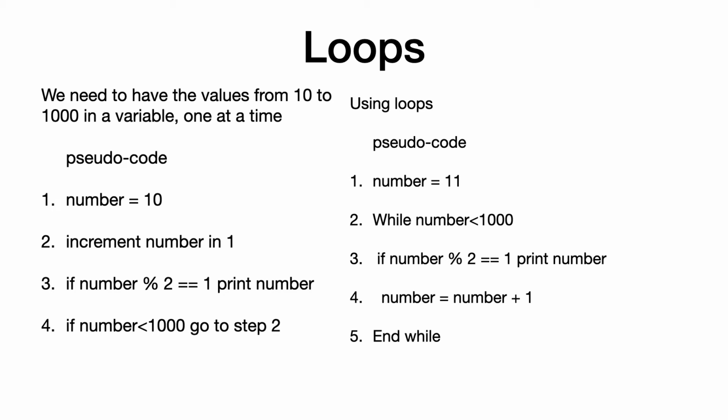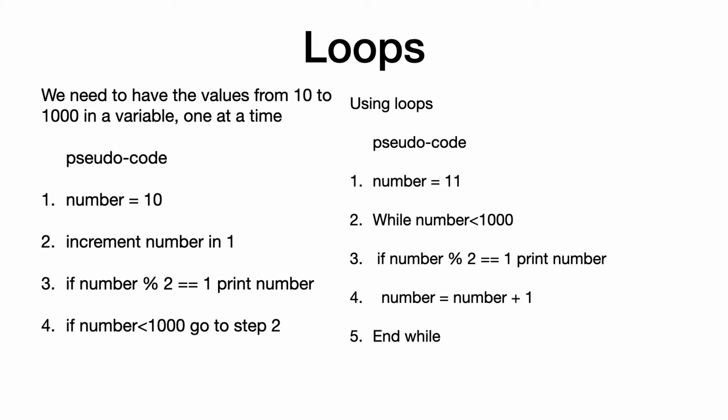So let's see now how the algorithm will look using the while loop structure. On the left side, we have the first solution that we gave to our problem, which uses the go to step 2. Go to is kind of an old structure that we don't use anymore in programming, but it is still a valid structure to design an algorithm.